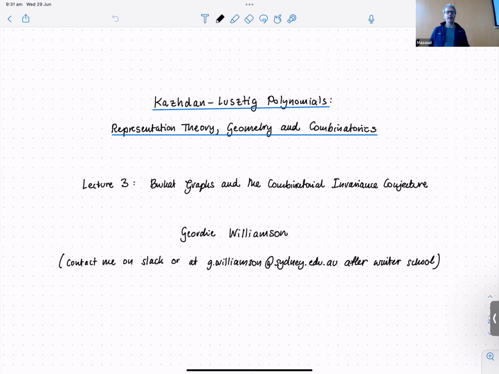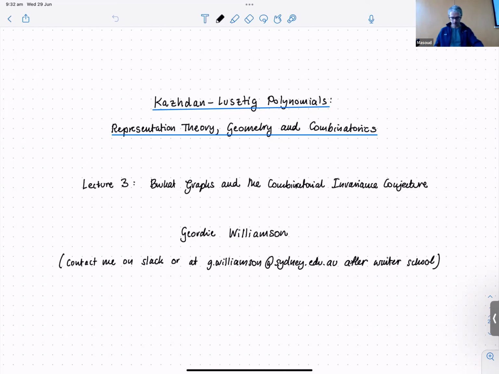Okay, so today, the first lecture was basically symmetric groups and Coxeter groups and affine reflection groups. Then in the last lecture we did the Kazhdan-Lusztig basis and the Coxeter complex. And today I want to discuss Bruhat graphs and something called the combinatorial invariance conjecture, which has fascinated me since I was a PhD student, but I'm not really sure why. I'm not convinced it's particularly important. I just think it's really nice.